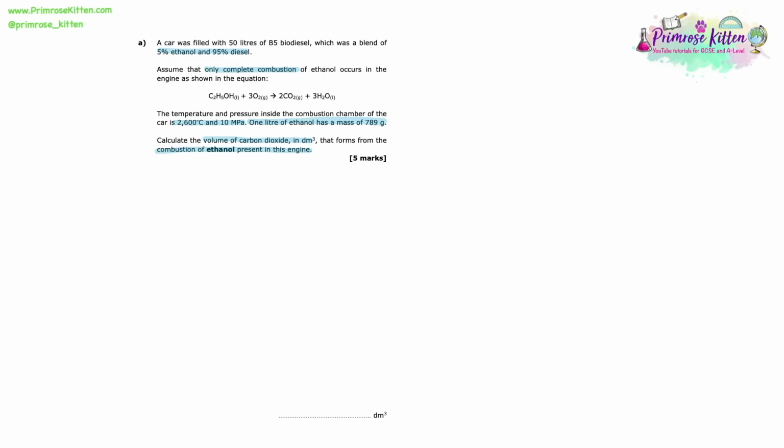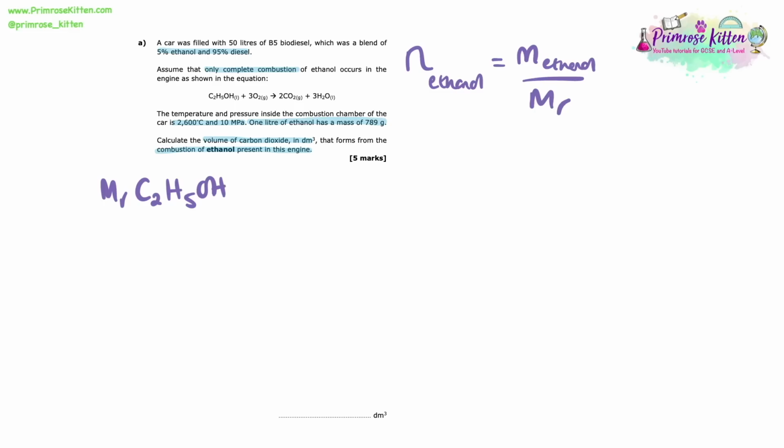formed from the combustion of ethanol present in this engine. So, to work this out, we're going to need to know how many moles of carbon dioxide are made. And to be able to work that out, first we're going to have to work out the moles of ethanol. Now, to work out the number of moles of ethanol, we need to know both the mass of ethanol and the MR of ethanol. So let's start with the MR.